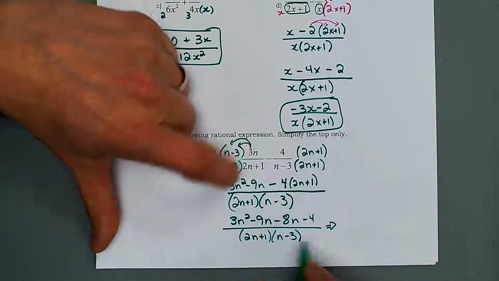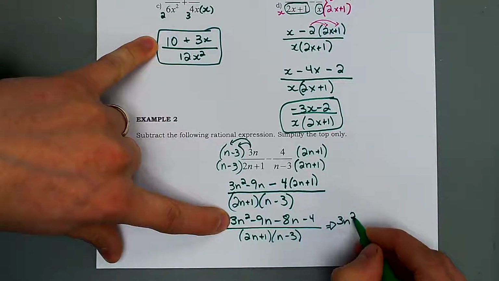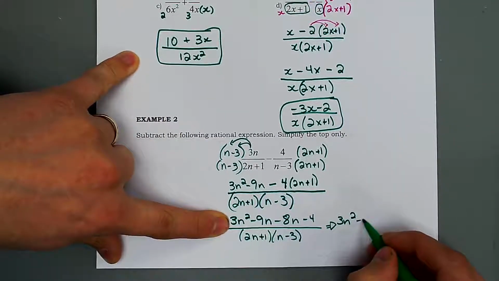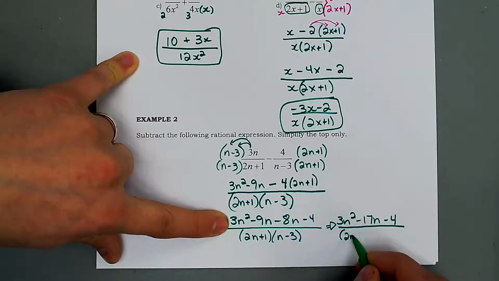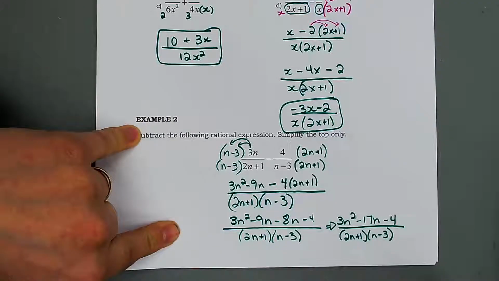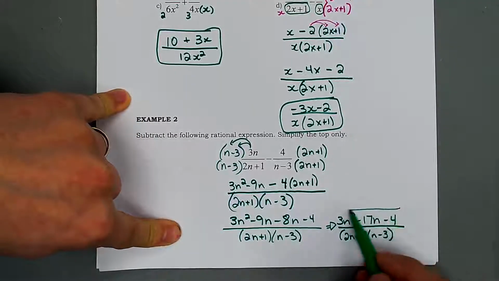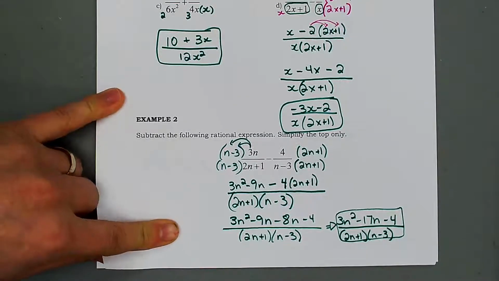And just to tidy up that top, the like terms, there's a 3n squared, there's a negative 17n, and then a minus 4, and the bottom will keep in its factored form so that we can see those restrictions more clearly. Final answer.